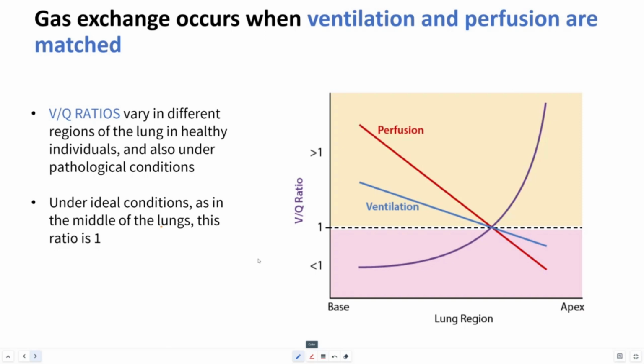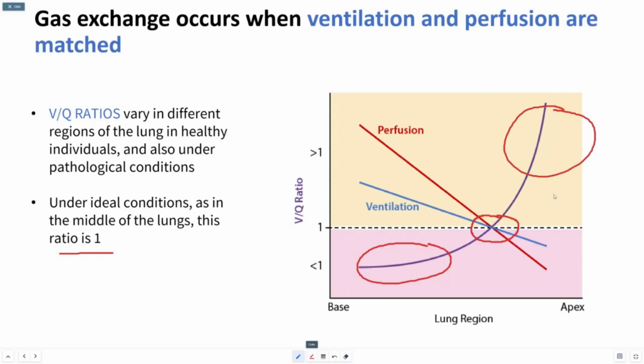Therefore, VQ ratios can vary in different regions of the lung in a healthy person. Usually we'll look at the middle part of the lung. If somebody has pathological conditions, these numbers will change. Ideally, in the middle of the lung, you want to have a ratio of 1. As you can see right here, this is the optimal range for having a balanced ventilation and perfusion number. If it is below 1, that could indicate there is an obstruction in airflow. If it's greater than 1, that means there is a blockage in the flow of blood through the blood vessel.